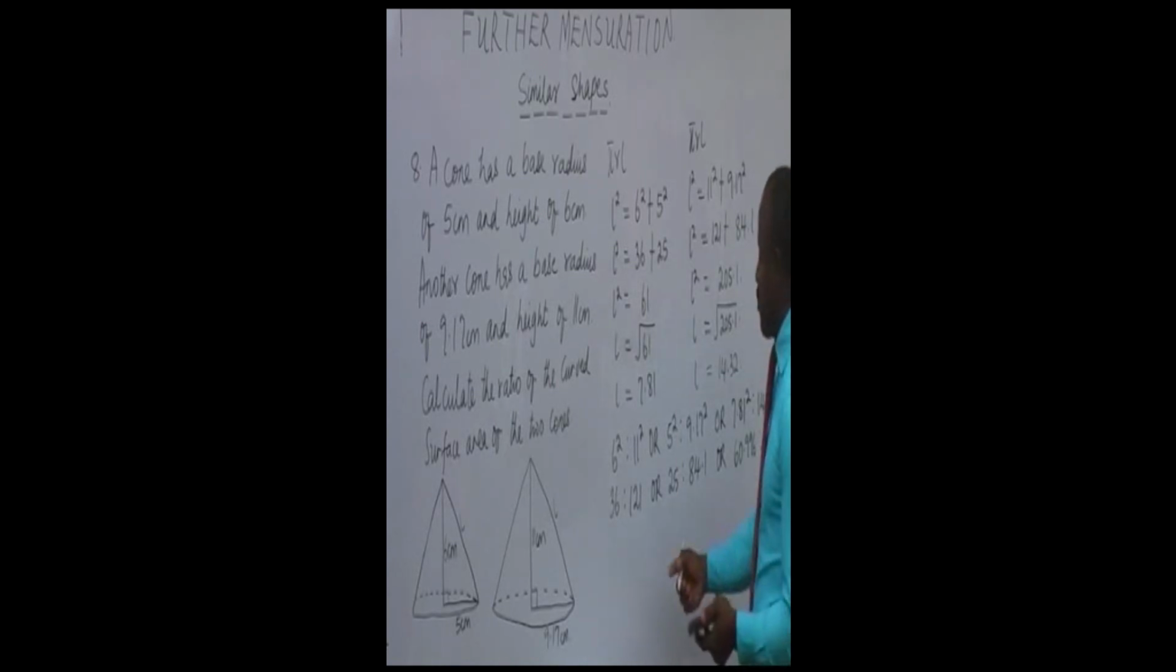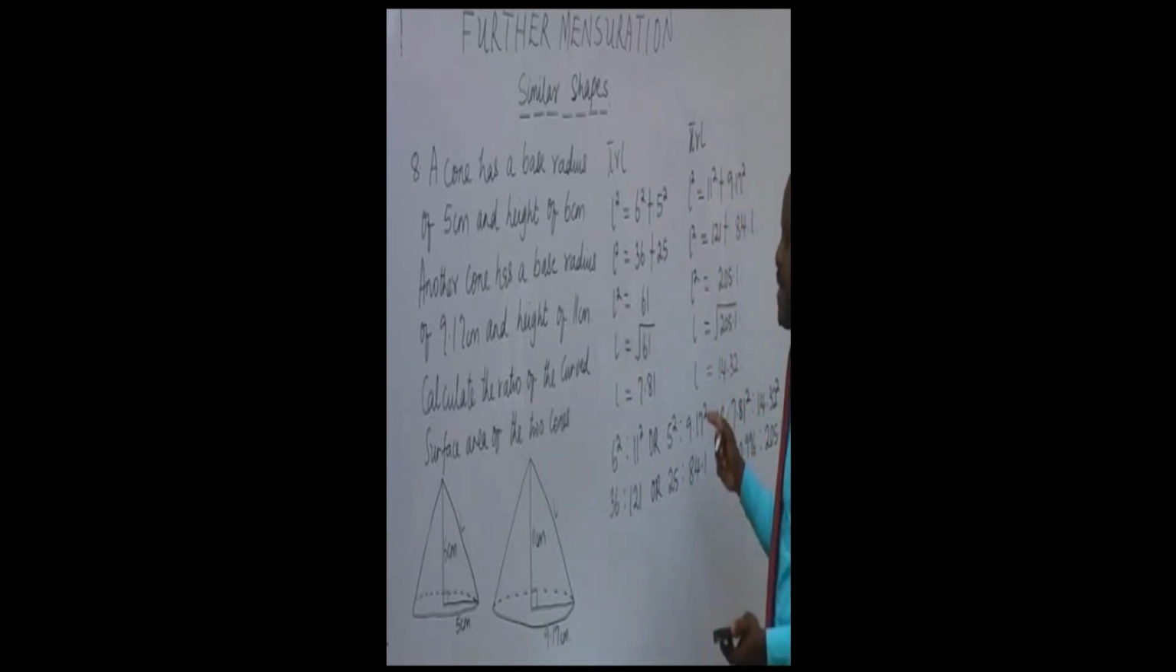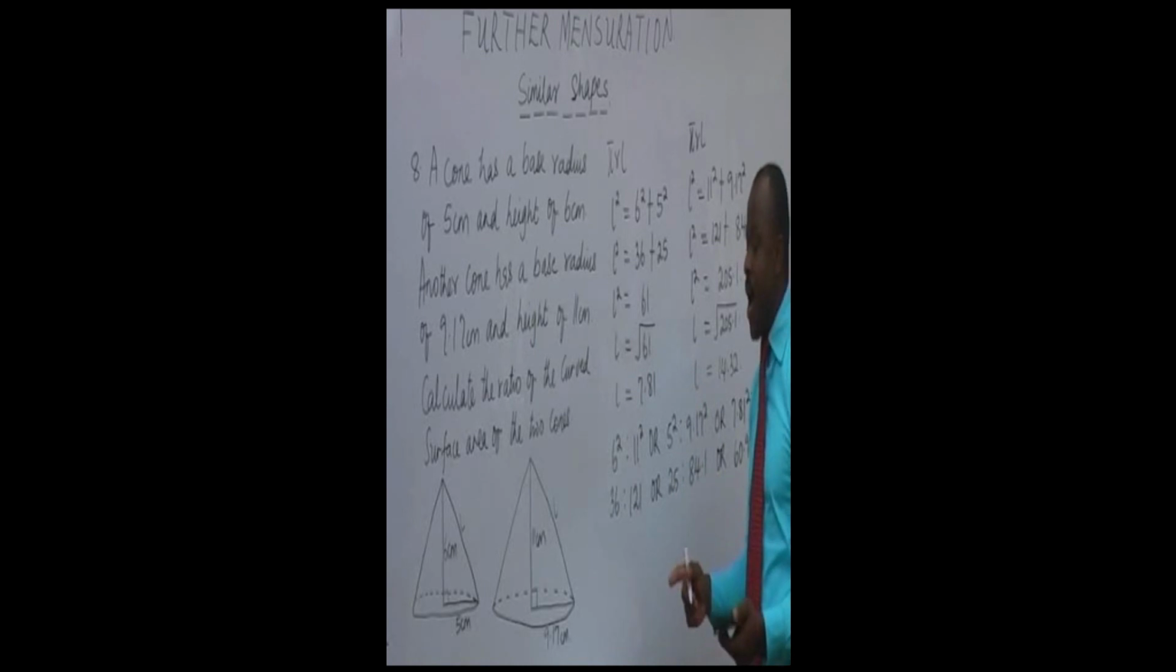In each case, this ratio is equal to this ratio and is equal to this ratio. And it is the ratio of the curved surface area of the two cones.